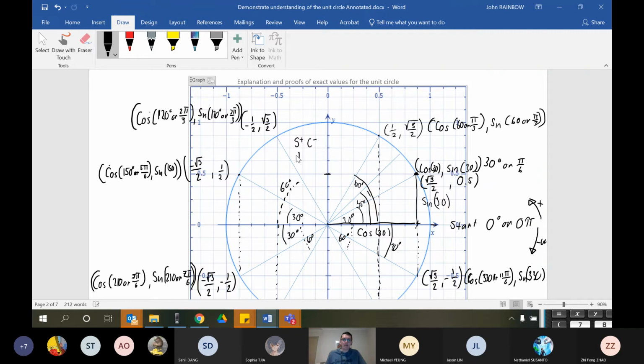Tan is a value of sine, is a value of opposite over TOA, opposite over adjacent. So it's actually sine divided by cos. So if I go sine divided by cos, positive divided by negative, it's going to be negative.